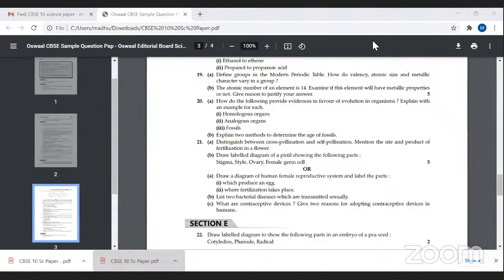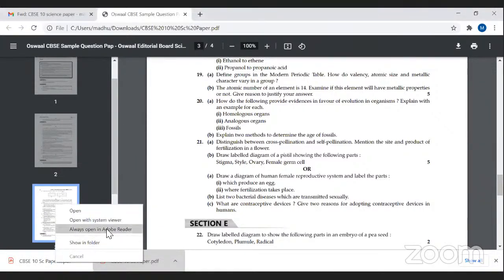What are contraceptive devices, and give two reasons for adopting a contraceptive device in humans. Can anybody answer this? What are the contraceptive devices? Yes, that's correct. Anything else? Yeah, that's correct: condom and cervical cap. So why is there a need for adopting these contraceptive devices? Can anybody tell me? Tanishka told me devices that are used by humans to prevent or terminate pregnancy.